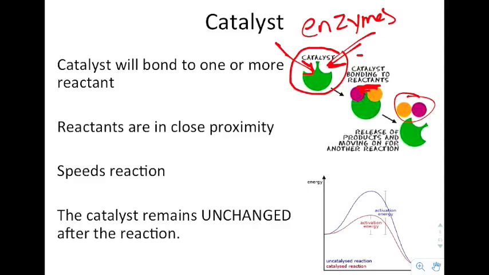When we're talking about catalysts in chemistry, we're talking about things like platinum. Platinum is a great catalyst because it does allow things to connect relatively quickly, but it is very, very unreactive.